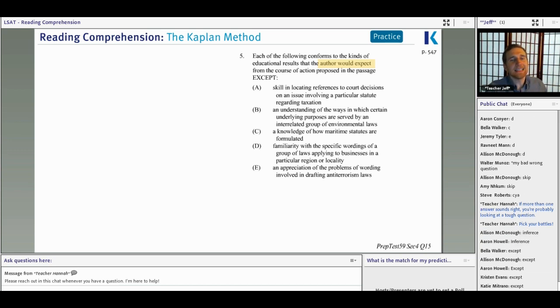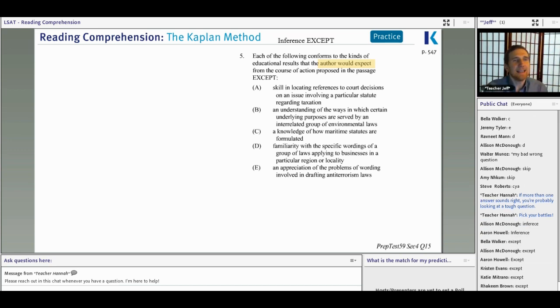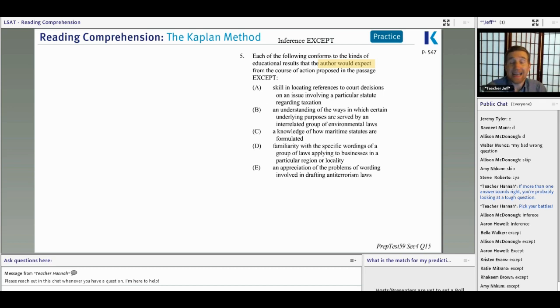It's an inference except, okay? And it's not just an inference except about anything, right? It says the author would expect from the course of action proposed, so what the author would expect from there being more statutory law training. So 4 of these will be things that the author would likely think is going to take place. We need to find the one that isn't listed.